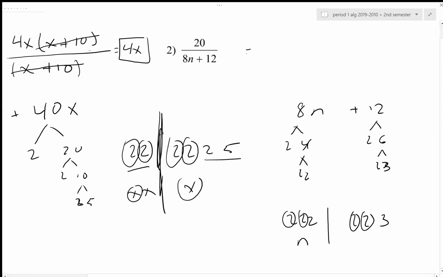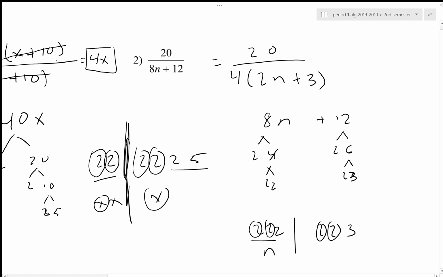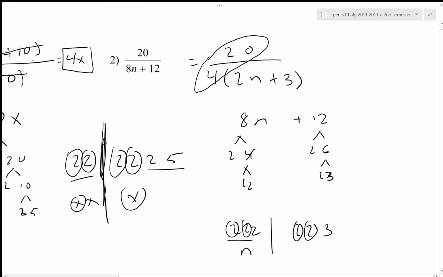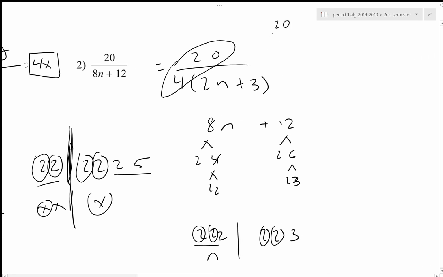So now what we have here is 20. And then since, again, I circled 2 2's, that's 4. What's left is 2n plus 3. Now, if you notice, this doesn't have anything in common. Okay, so now when that happens, you got to look at what's left. Look at these numbers. It says 20 over 4. Now, if I had just given you guys 20 divided by 4, you would tell me the answer is 5. So this really becomes 5. And then what's left on the bottom? 2n plus 3.